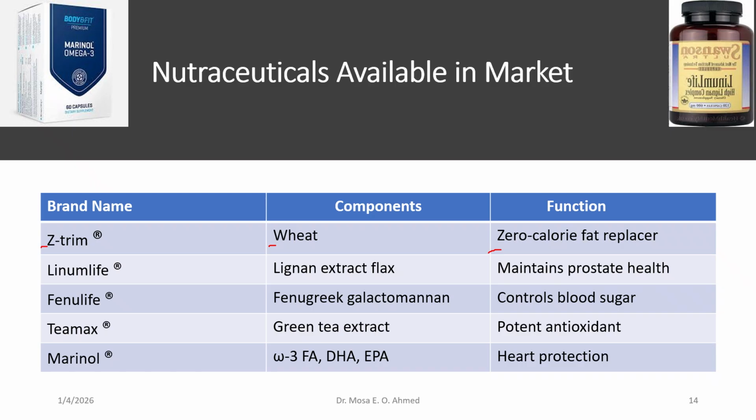And Linum Life contains lignan extract of flaxseed and is used for restoration of prostate health, and Phenolife, which contains fenugreek galactomannan, is used to control blood sugar glucose, and T-Max consists of green tea extract and is used as a potent antioxidant, and Marinol, which contains omega-3 fatty acids such as DHA, docosahexaenoic acid, and EPA, eicosapentaenoic acid, and because of this omega-3 fatty acid, the function of Marinol is for heart protection.